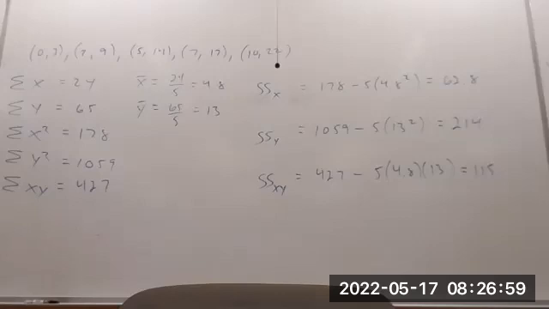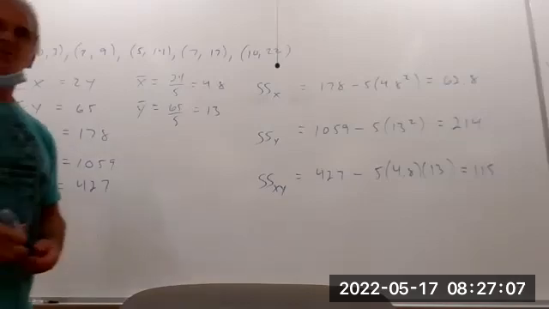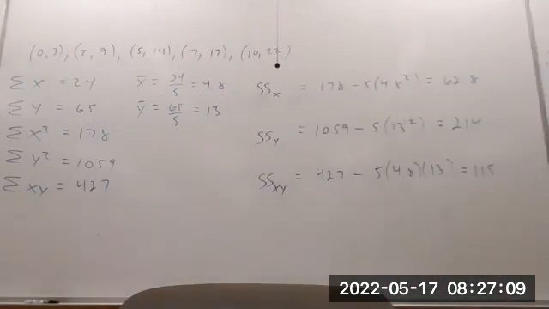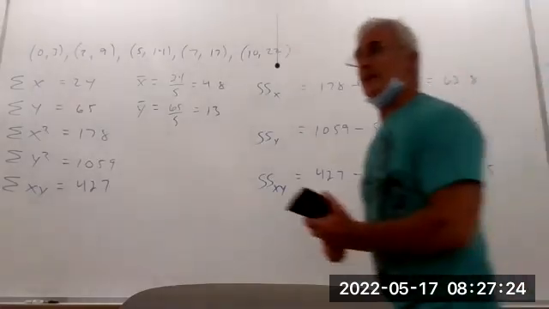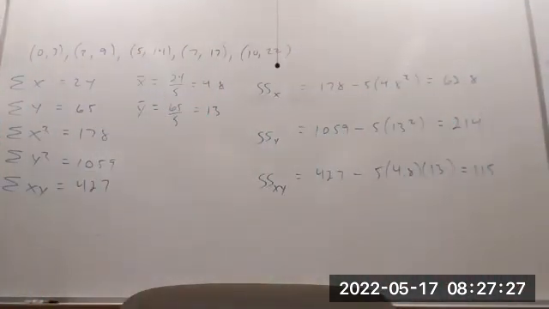115 over SXX, 62.8. Now, this is not a nice, simple number. It does reduce a little bit, but we're probably better off for now just writing a decimal. 1.830, roughly 1.83. What that means is the slope of my line is about 1.83. It's a little less than 2.